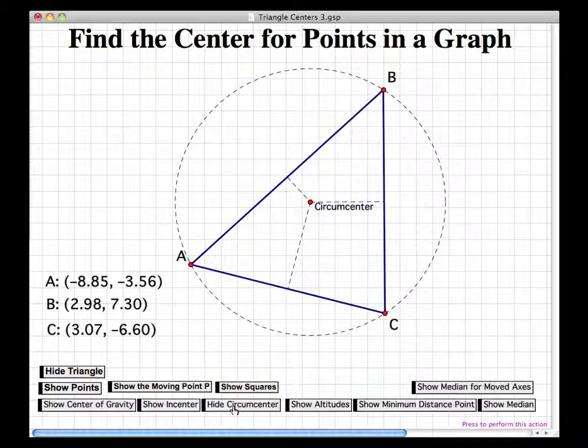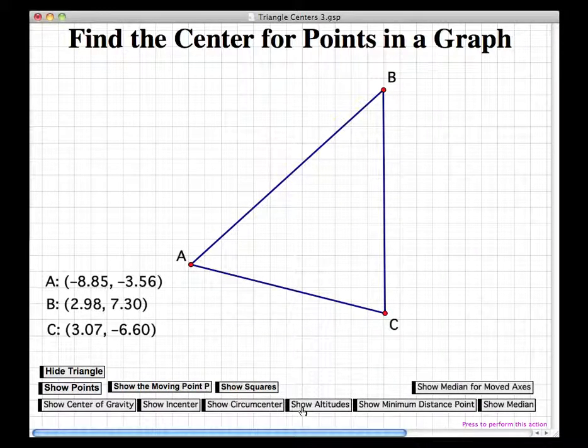Now, there are algebraic formulas which can be used to calculate all of the centers that we've been considering. But, we've been focusing on the geometric constructions so that, later in this course, when you consider different kinds of centrality, you'll have some way of visualizing what the formulas mean.